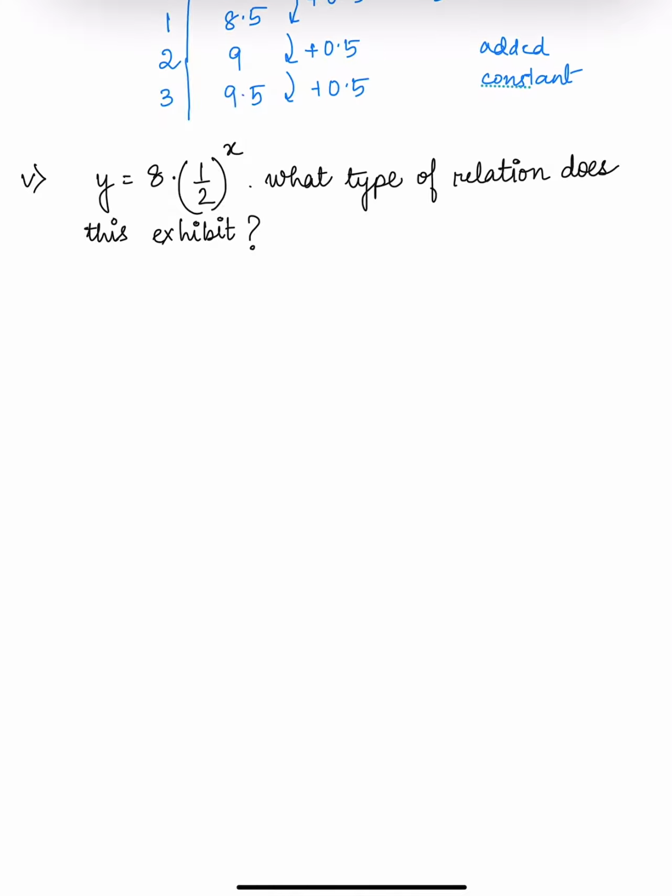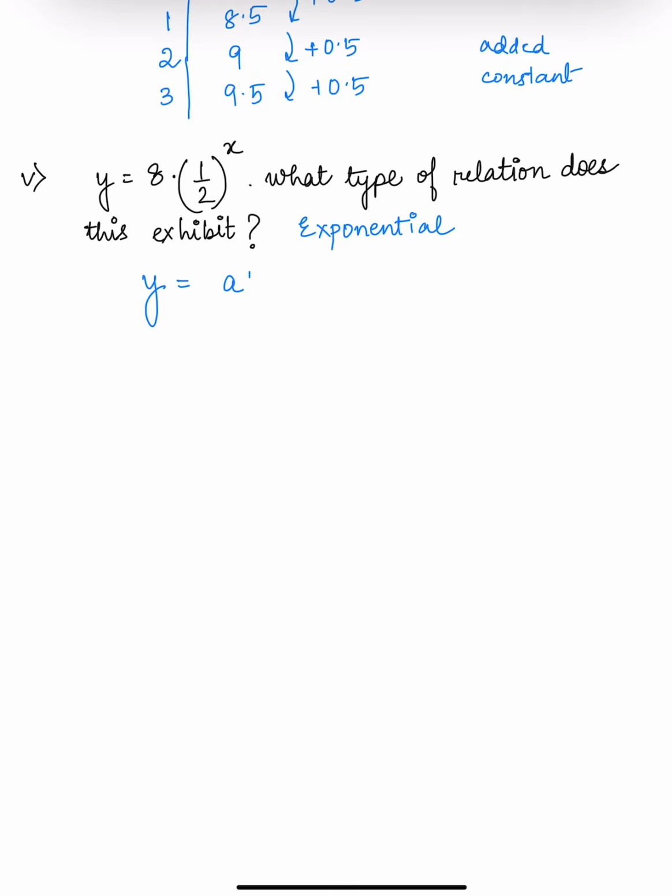And the last question is y equal to 8 into half to the power x. Just by looking, we can say that this is exponential. And why is that? Because it is of the form y equal to ab to the power x. So similarly as in the previous question, we can put some values and check.